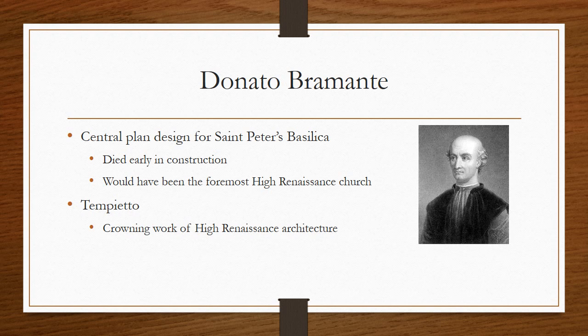Donato Bramante designed the central plan for St. Peter's Basilica, foremost Roman Catholic church located in Vatican City. However, he died early in construction and other architects took over the project and transformed his original design. With his design, St. Peter's would be the foremost High Renaissance church. Bramante's Tempio is considered the crowning work of High Renaissance architecture, despite its small size.